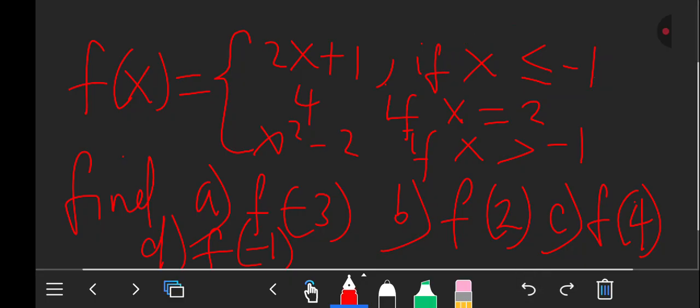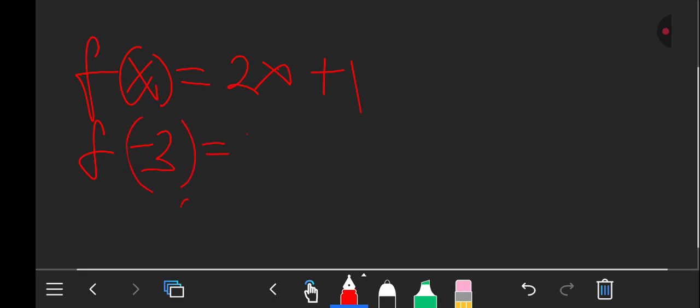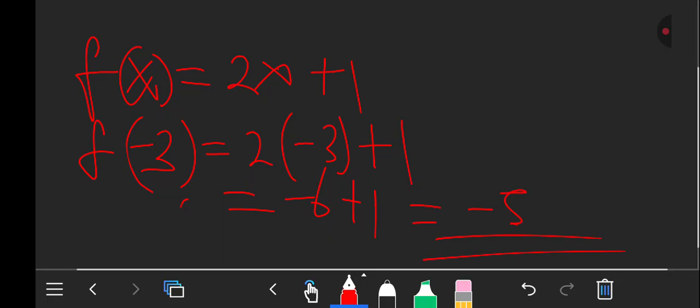So we're going to take 2x plus 1. That is f of x will be equal to 2x plus 1. What we are finding is f of negative 3. So this will be equal to 2, where there is x, we substitute negative 3, plus 1. This will be equal to 2 multiplied by negative 3, that is negative 6, plus 1. And that will give us negative 5. So this is the answer for the first part, which is A.